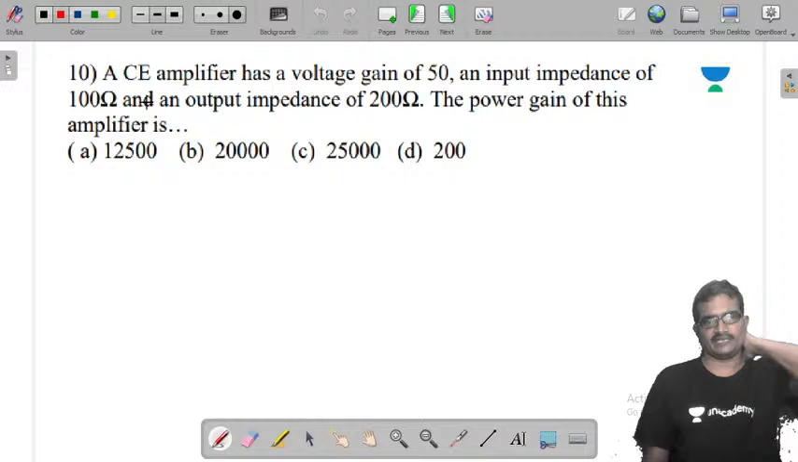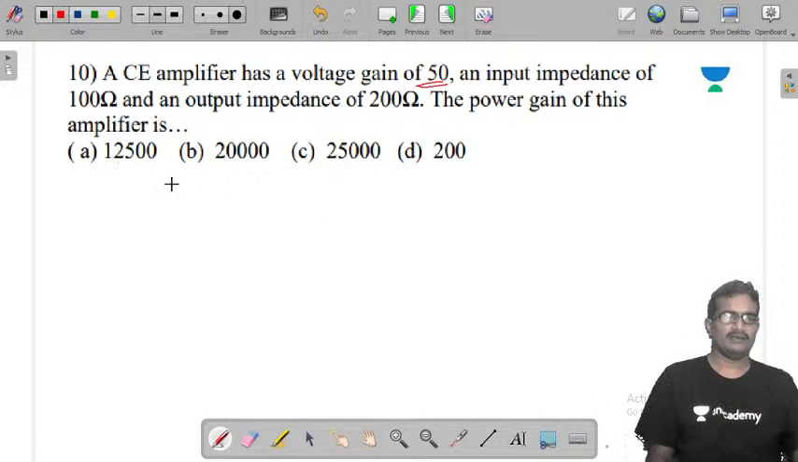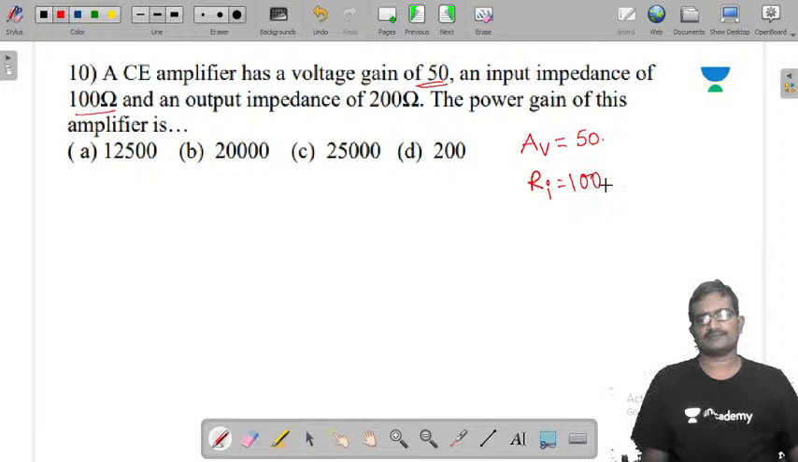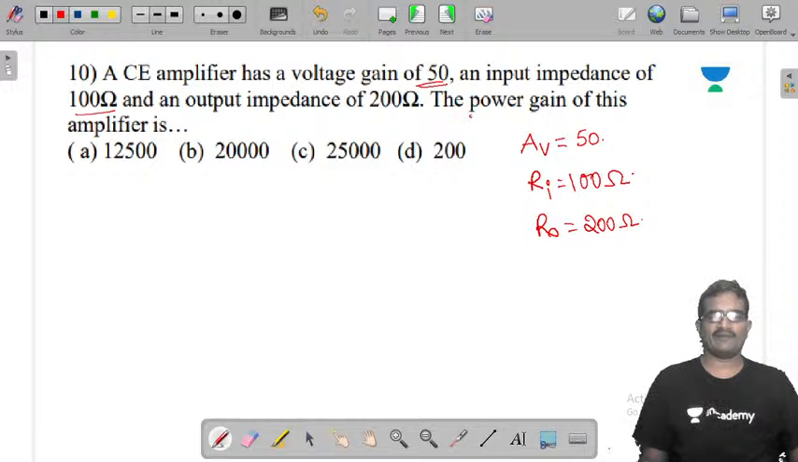Next, a CE amplifier has a voltage gain of 50, an input impedance of 100 ohms, and an output impedance of 200 ohms. What is the power gain? They want the power gain.